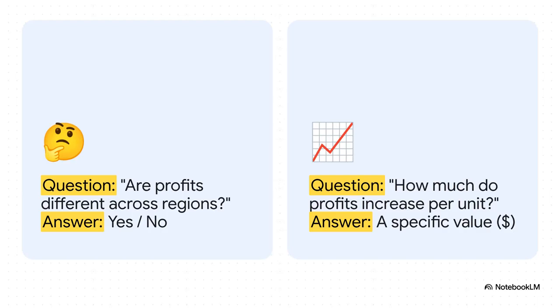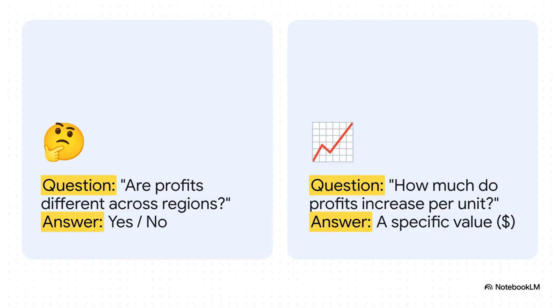And here it is, in a nutshell. A simpler diagnostic tool, like an ANOVA, might ask, hey, are profits different across regions? And it'll give you a simple answer, yes or no, which is useful, but it's limited. A predictive tool, like a GLM, asks a much, much more powerful question. By how much do profits increase for every extra unit we sell? And it gives you back a specific, actionable dollar amount.